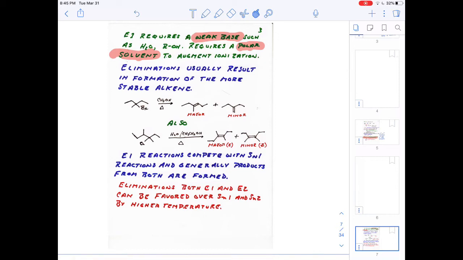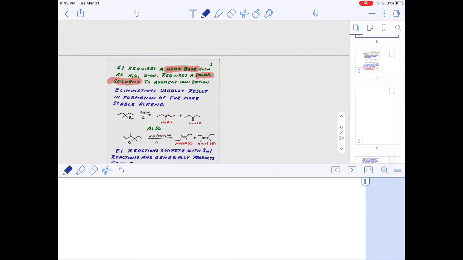Eliminations usually result in formation of the more stable alkene. Okay, this I kind of explained to you guys earlier. So when you get your carbocation intermediate, say in this case, or like in the example he's giving you right here.